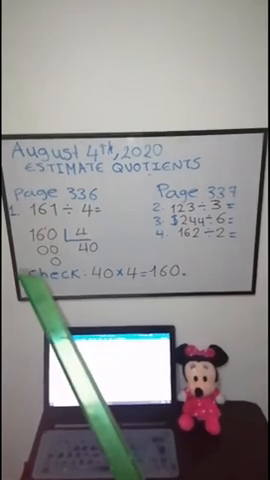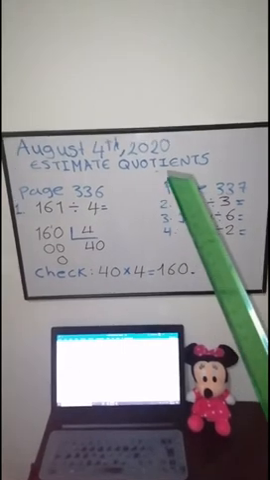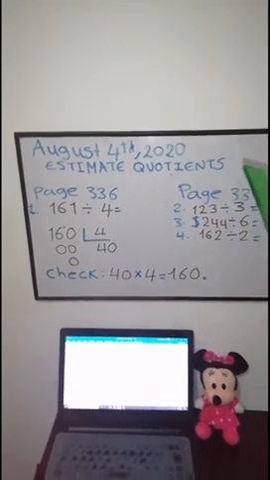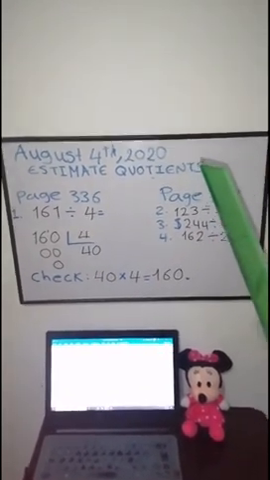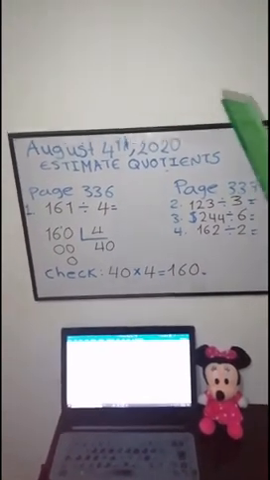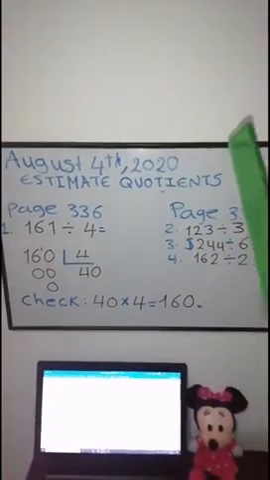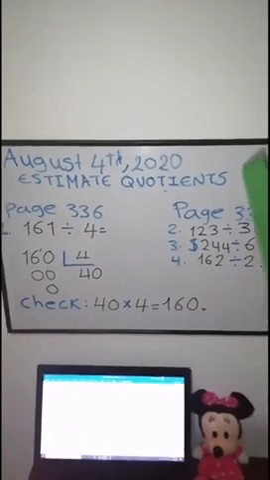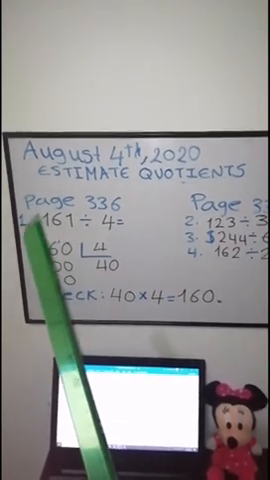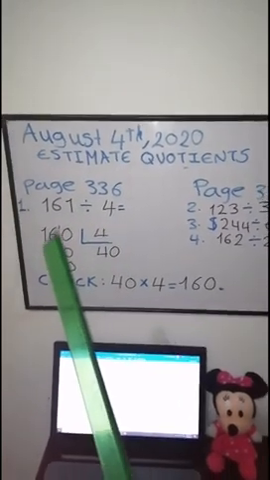Estimate quotients. When you are going to estimate quotients, you have to look for compatible numbers. Okay? It means that you are going to look for the closest numbers that are easy to compute mentally. For instance, we are going to develop the division number 1 in page 336, okay?